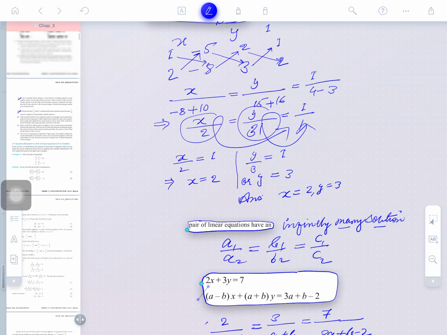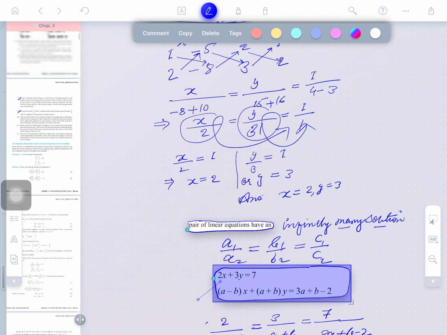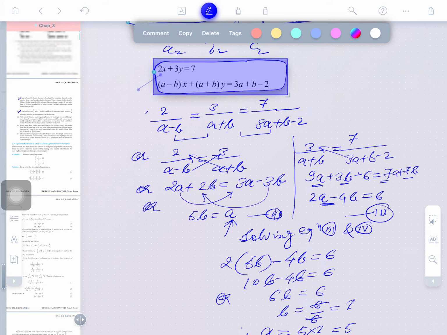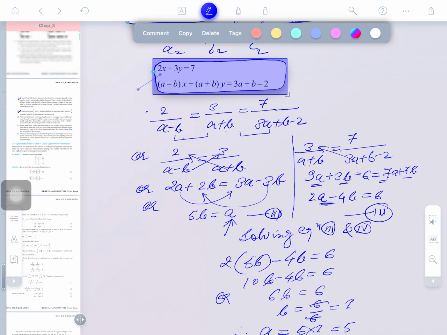Later, you may see what this question is saying here. The condition given here is for infinitely many solutions. We have solved this question in this manner. The condition is already declared that the system has infinitely many solutions. So, what are the conditions for infinitely many solutions?